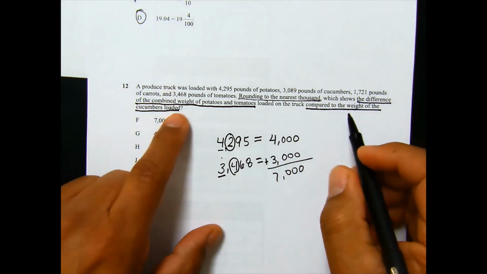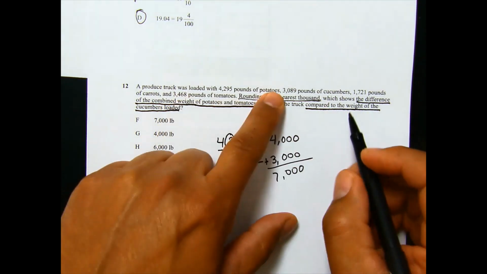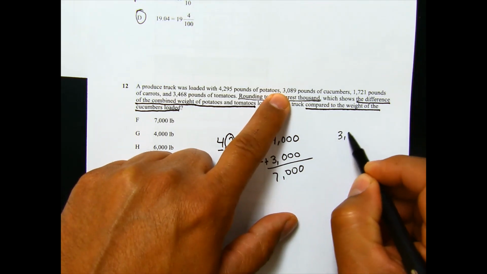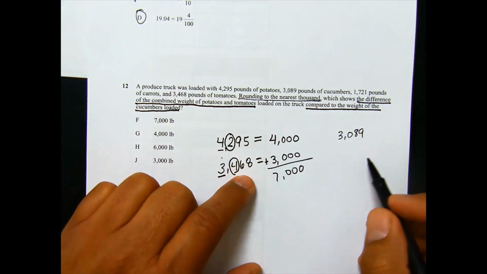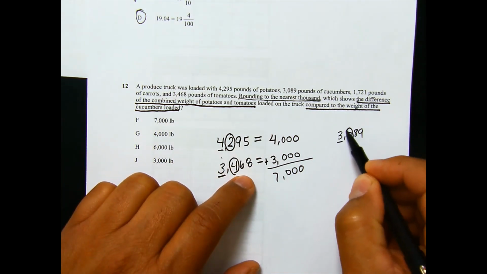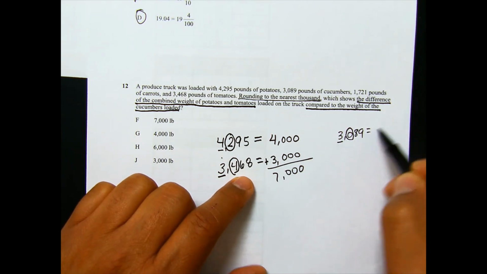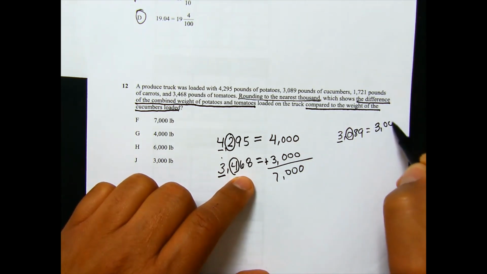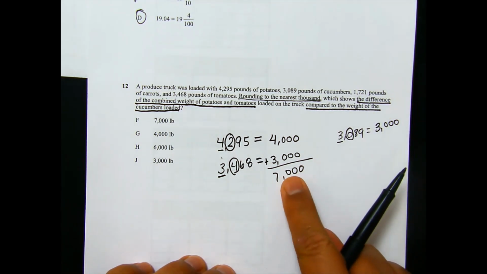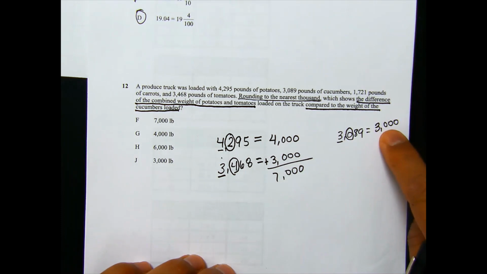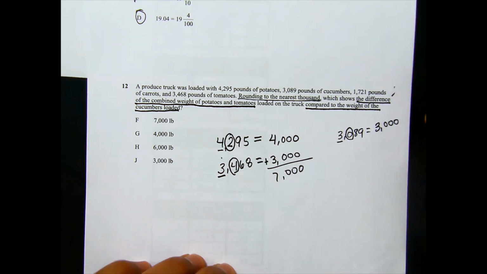Now cucumbers, there were 3,089 pounds of cucumbers. So I'm going to round that to the nearest thousand. That 0 is less than 5. The 3 stays the same. So it rounds down to 3,000. Now I have to find the difference between the combined weight of potatoes and tomatoes and the cucumbers. When I find a difference, I know I'm going to subtract.